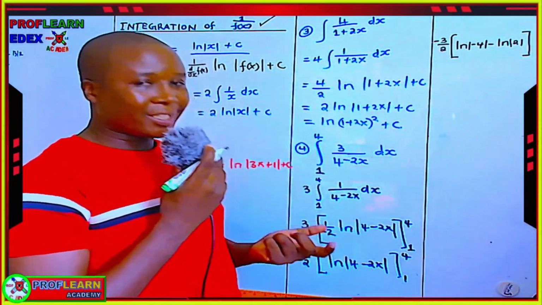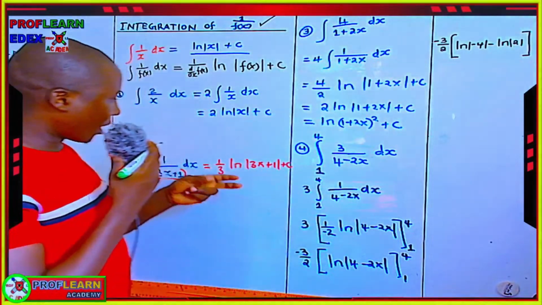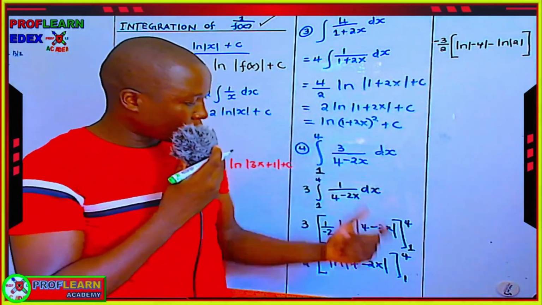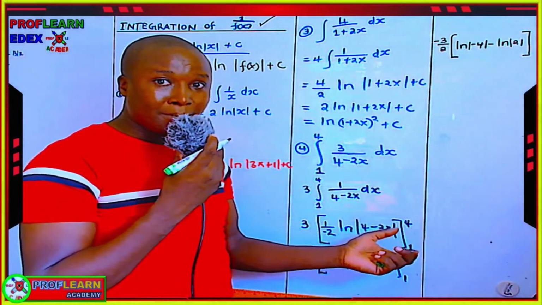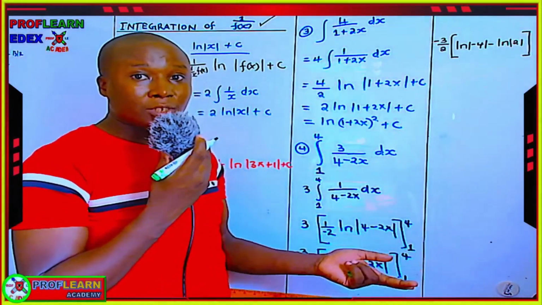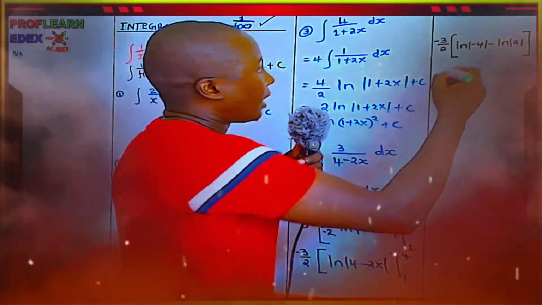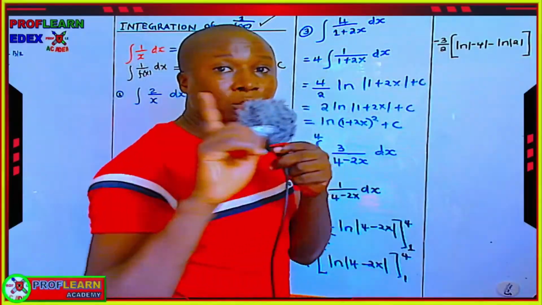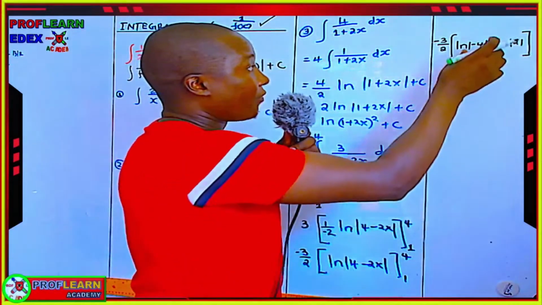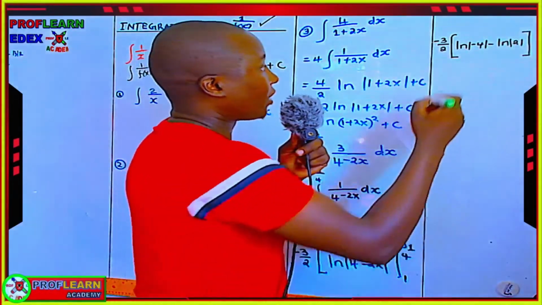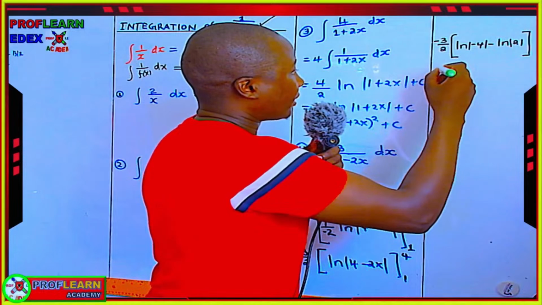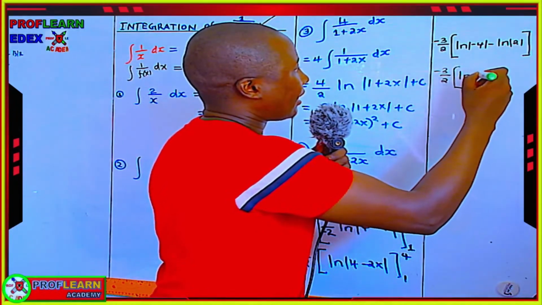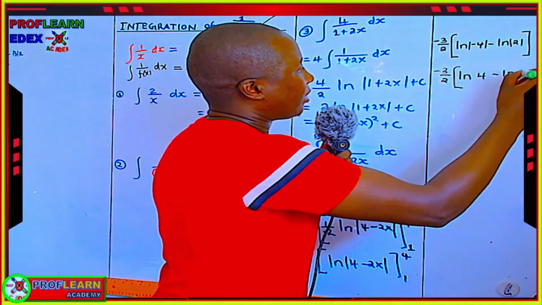So why are we not including the constant? The way we were doing in this kind of expressions, we are not going to include the constant because we are having the limits. When the limits are there, don't include the constant because it will cancel out eventually. And this absolute sign means if this is a negative, we are going to treat it as a positive. That's why we are having the absolute values at this given point. So meaning we are going to have minus 3 over 2 into brackets ln of 4 minus ln of 2.